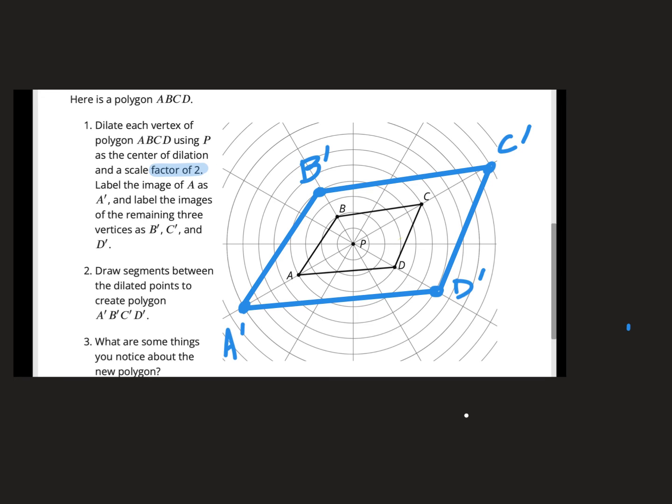Since it asked you to do the second dilation by completely changing the letters, you don't have to use prime notation if you're using different letters, okay? The reason you use the prime notation is if you have the same letters, then somebody can see which one was the pre-image and which one was the image.